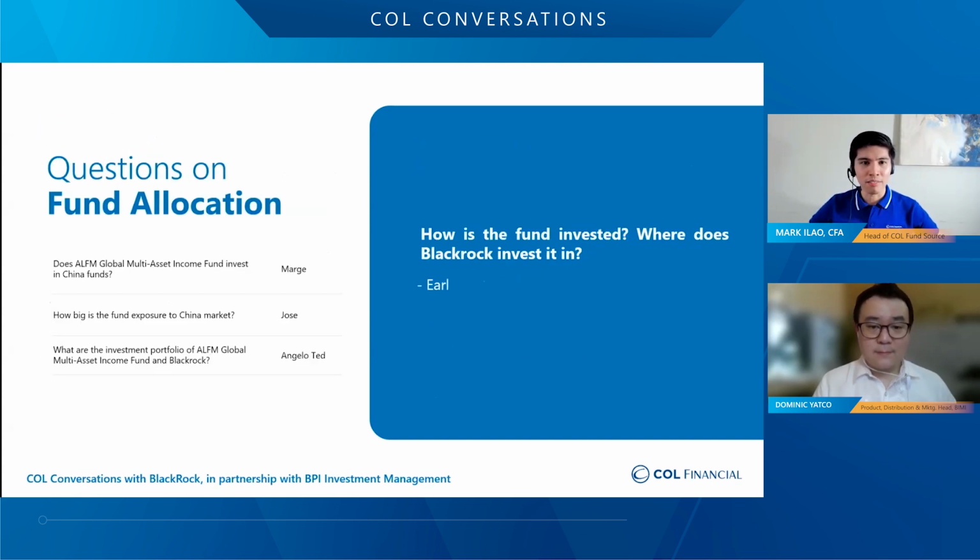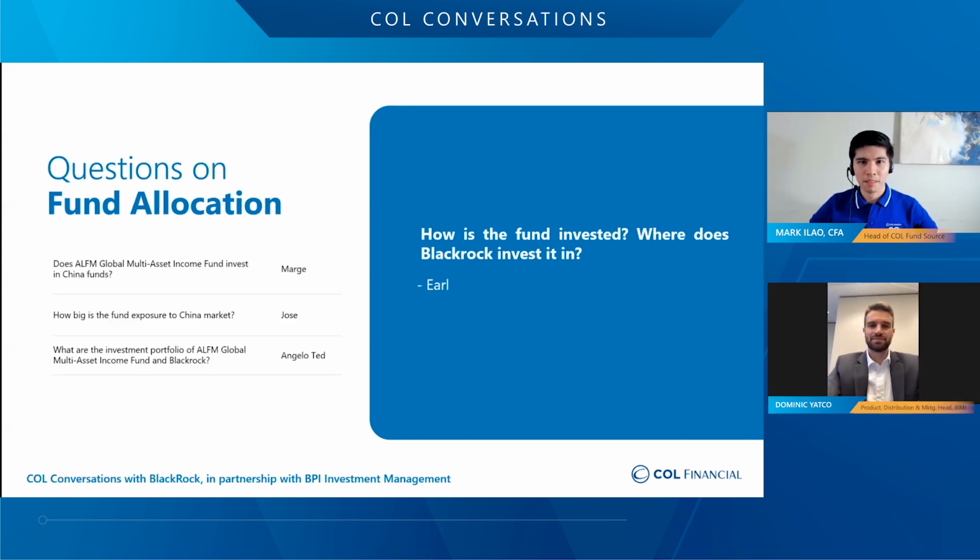How is the fund invested again? Well, for the ALFM fund, it invests 90% into BlackRock's Global Multi-Asset Income Fund. I think Zach can explain the allocation of the target fund better. Yeah. So in terms of the asset allocation or how we invest the portfolio, I would say there's three main buckets that we invest in.